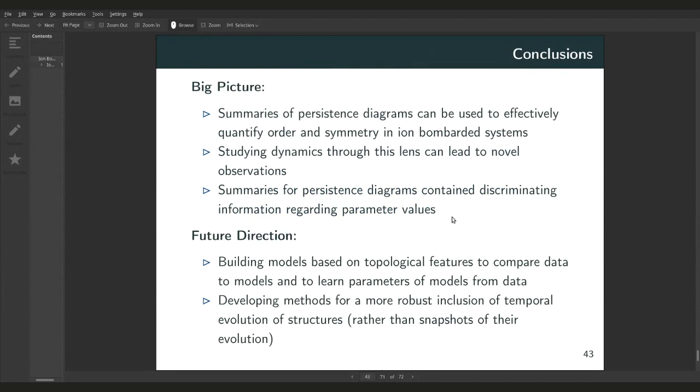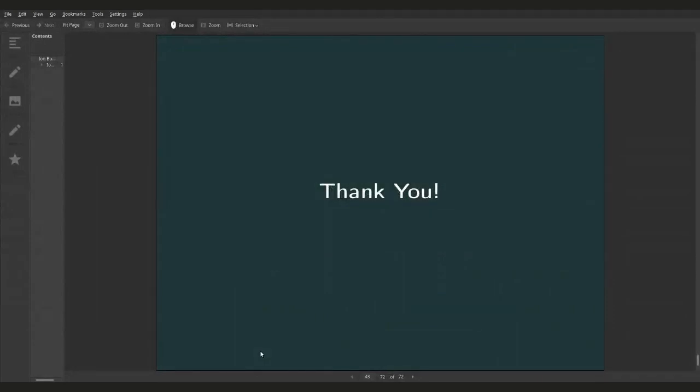For future directions, our initial work has shown that persistence can be useful for learning parameters, but there are a lot of parameters to vary, and so we're still working on building a model that can more robustly predict parameters. Also, I'm interested in including the temporal evolution of these structures. Right now, we're using snapshots of time evolution, and several examples in time tend to fill out the picture, but I think there's a lot of fruitful work that can be done in this direction. So with that, I will end.